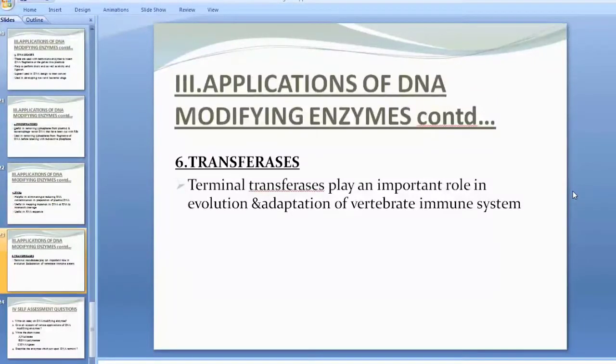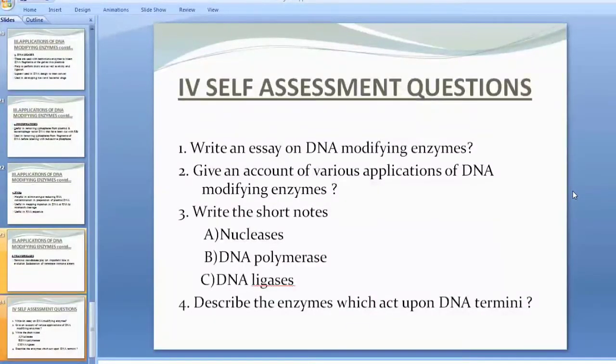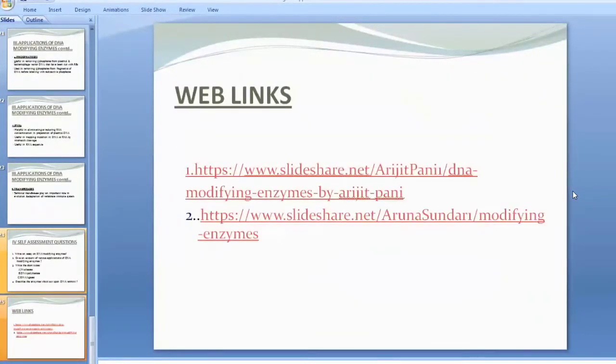Okay, learners, these are the self-assessment questions. You can assess yourself by doing some work upon these questions. So you can find out the answers for these questions. These are the web links. You can search web or net by going through these web links.